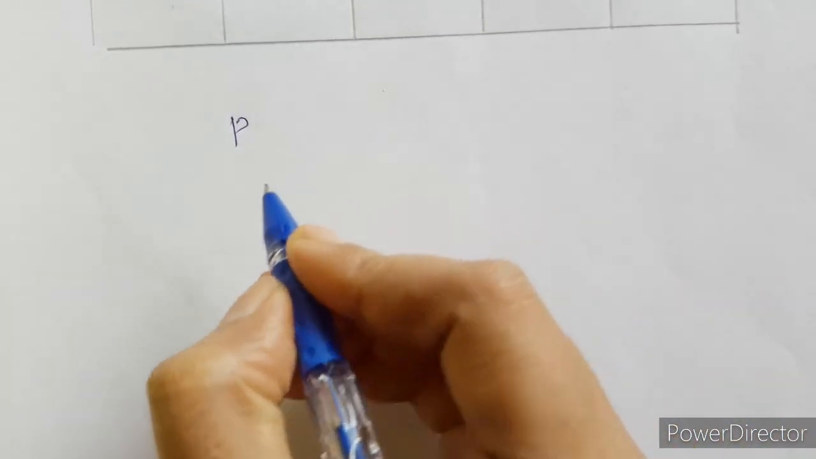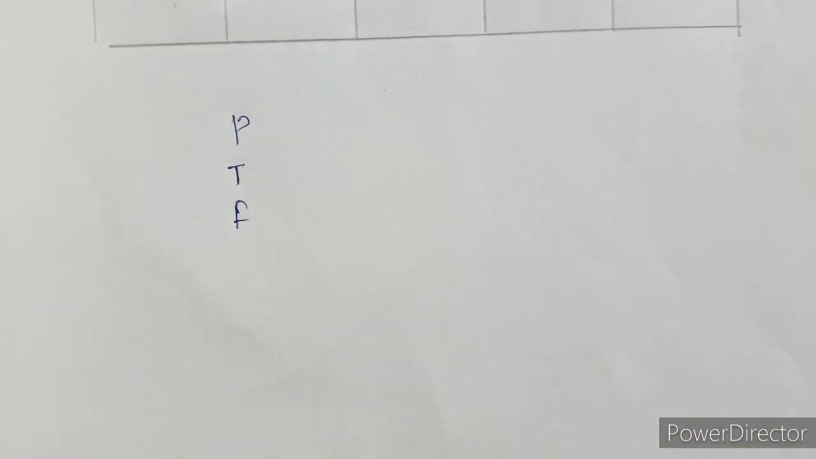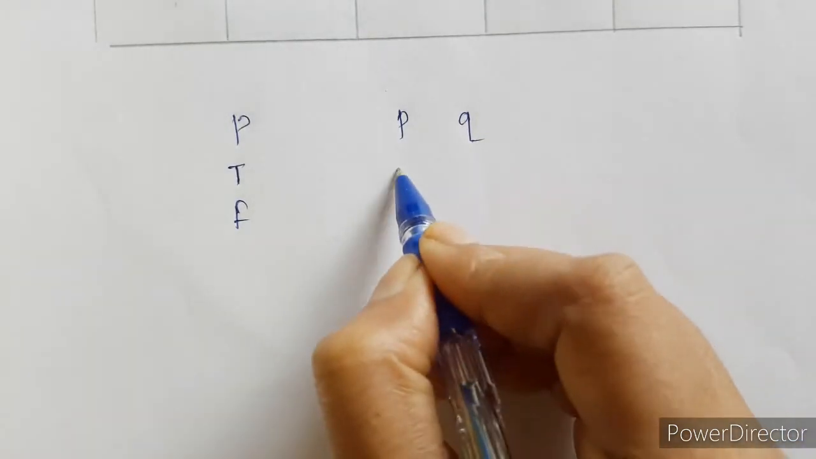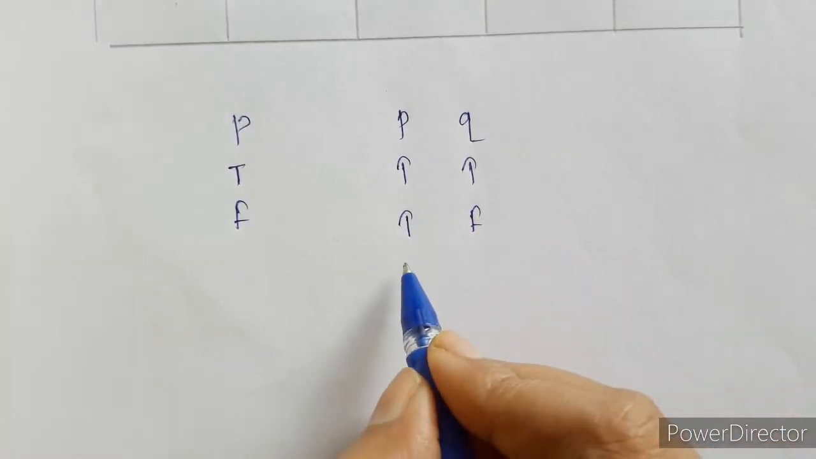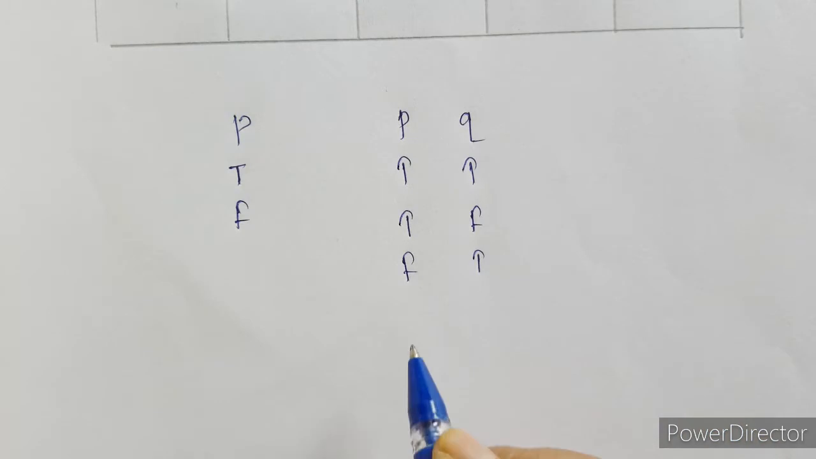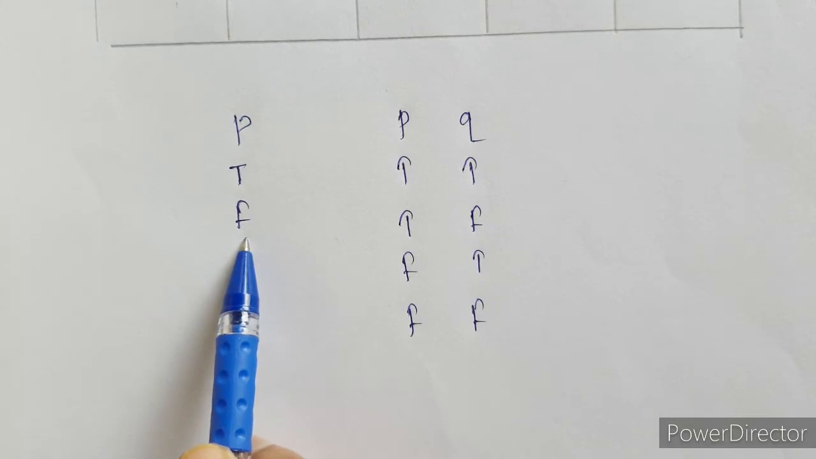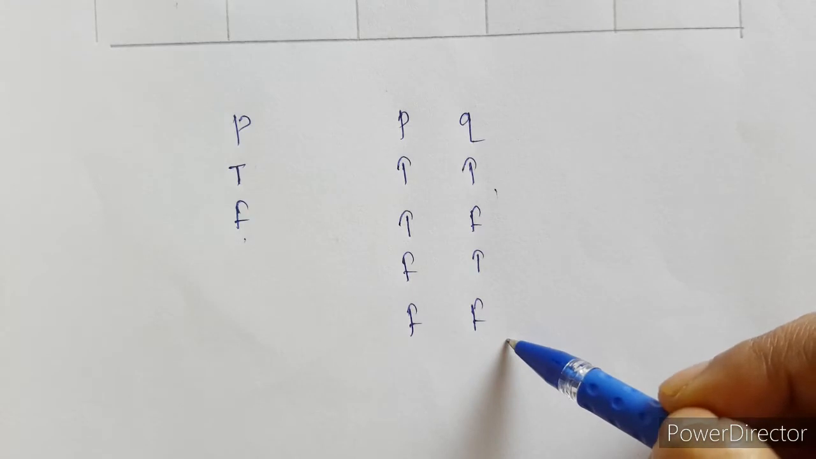Now when we have only one statement, suppose we have only P, the possibilities are only that it can be either true or false. Now if we have two statements, like P and Q, both can be true, one can be true and the second false, first false and second true, or both can be false. So when we have one statement we have only two possibilities, and if we have two statements we have a total of four possibilities.